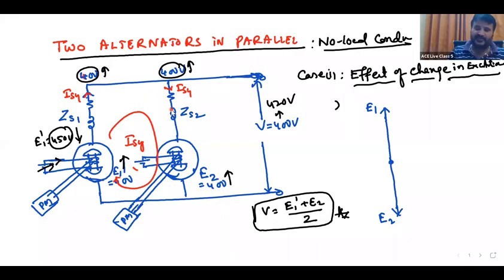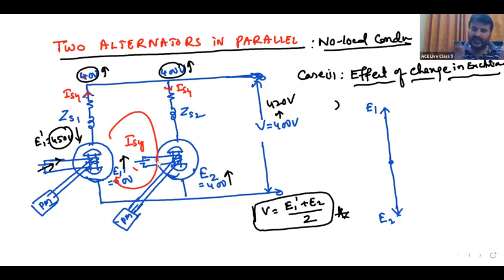But the question in the previous examination was: to shift the reactive power from the second machine to the first machine, what to do? Increase the excitation of the first machine. So it will take more reactive power. Reactive power sharing is proportional to excitation. Okay, yeah.